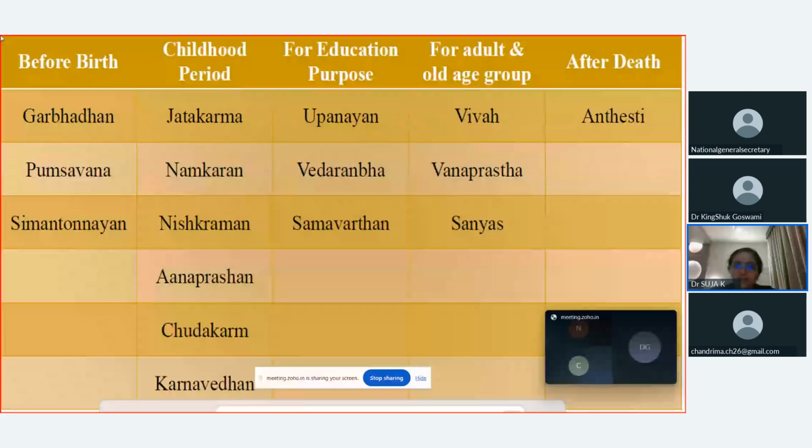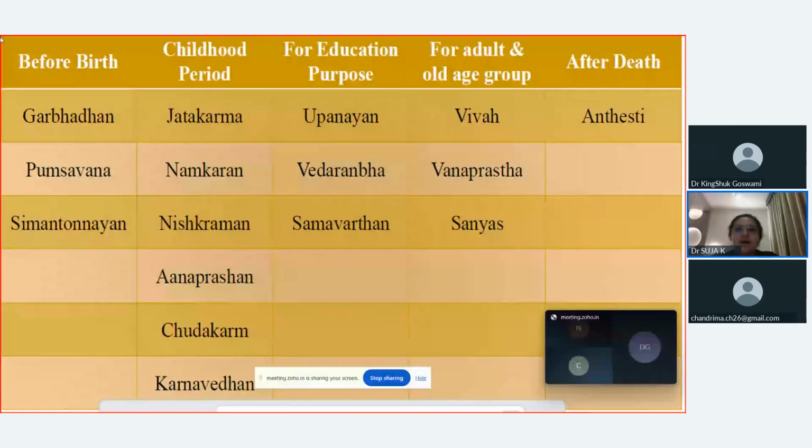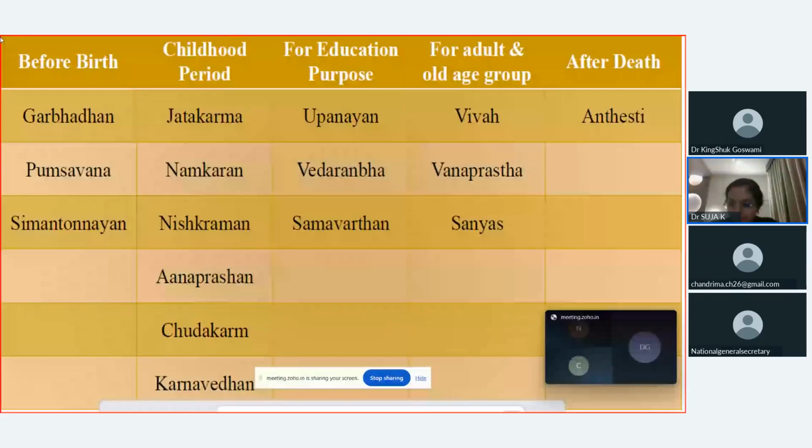During the childhood period, we can adopt Jatakarma Samskara, Namakarma Samskara, Nishkramana Samskara. Nishkramana Samskara is where the children are brought out of the home. And Annaprashana, Chudakarana Samskara, Karna Vedhana Samskara. For the educational purpose, it has been mentioned Upanayana Samskara, Vedarambha Samskara, and Samavartana Samskara. And during the adult and old age group, Vivaha, Vanaprastha, Sannyasa, and after death it is Antyeshti.